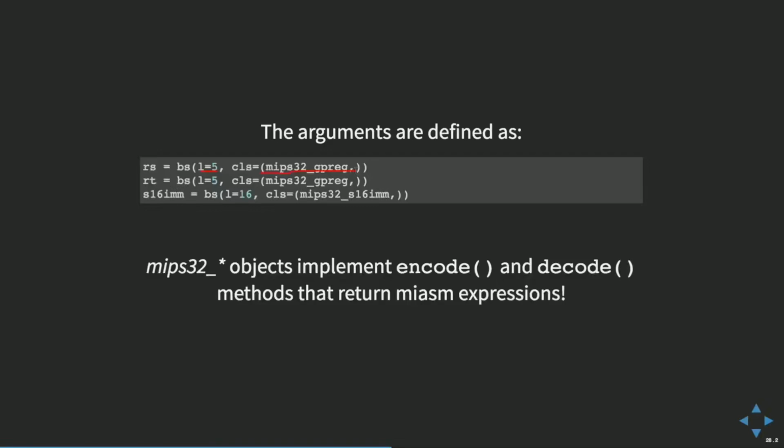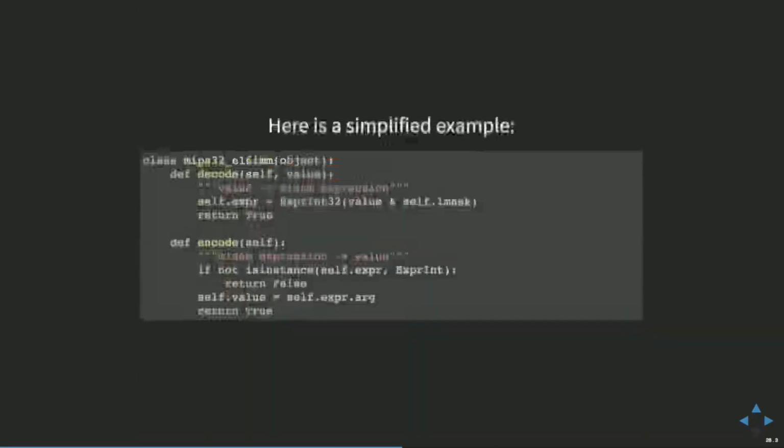And all of these MIPS32 objects, or whatever, let's say a map object, need to implement encode and decode in order to return MySM expressions. And MySM will take care of everything, like getting some bits from the binary and calling this method. So that's why I'm saying it's really expressive and really easy to add a new architecture.